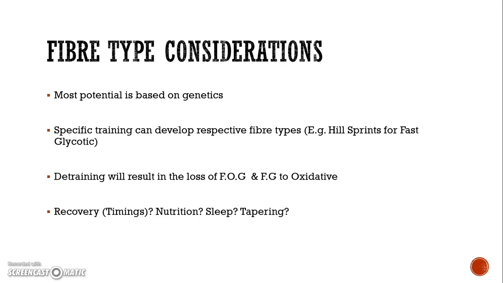So basically, your muscle fiber type distribution is kind of set, predetermined, although you can train to help develop your muscle fiber types to make them much stronger. So specific training can do that. Hill sprints will be really good for fast glycolytic. Something like fartlek training would be really good for your type 1 muscle fiber types, for example. However, if you don't train, so detraining, it can result in a loss of any progress made. So, for example, your fast oxidative glycolytic can return back to oxidative.